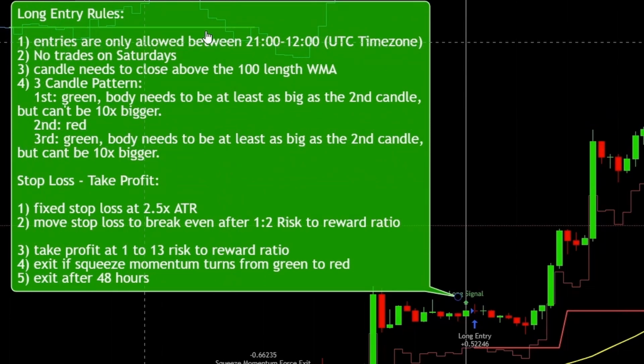First of all, entries are only allowed between 9 PM and 12 AM UTC time zone. So this gives around a 15 hours trading window. We don't allow trades in the afternoon.